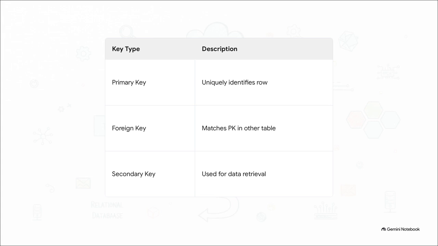A foreign key, on the other hand, enforces referential integrity. This is simply a primary key from one table that's been placed into another table to link them together. Every foreign key value must either be null or perfectly match an existing primary key value in the related table. This kind of controlled redundancy is exactly how relational tables relate to one another. We also have secondary keys, but those are used strictly for data retrieval purposes.